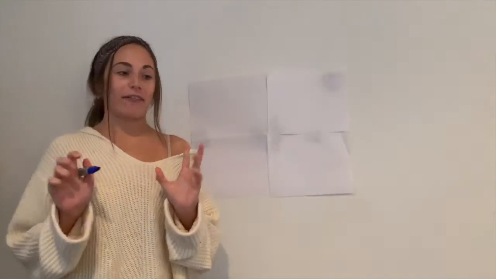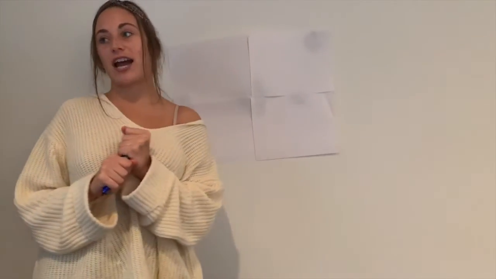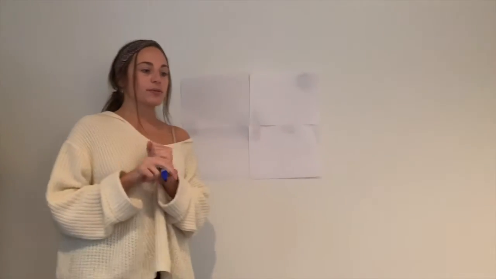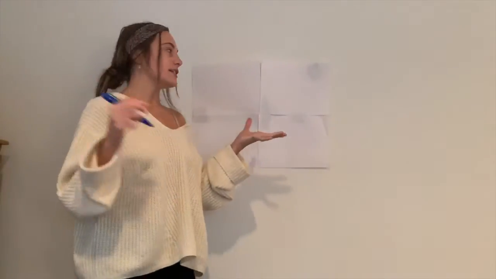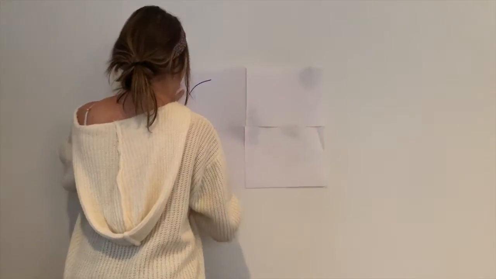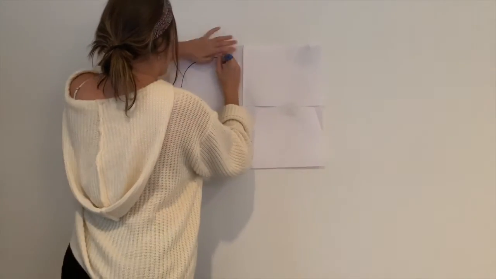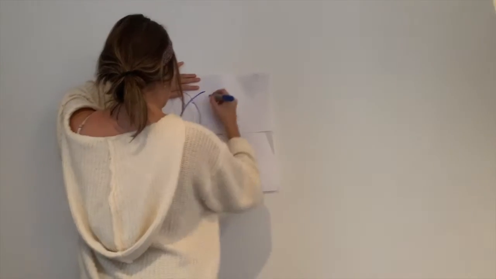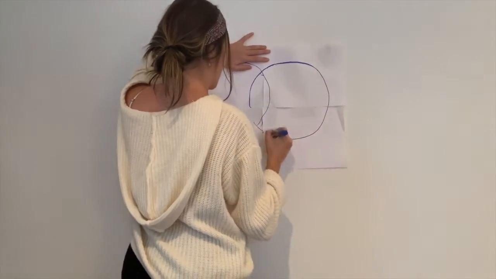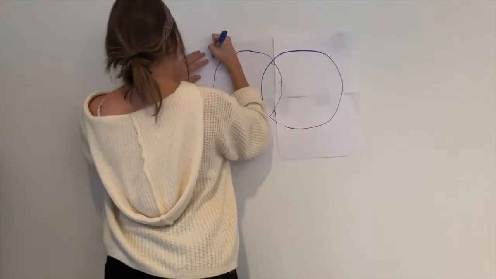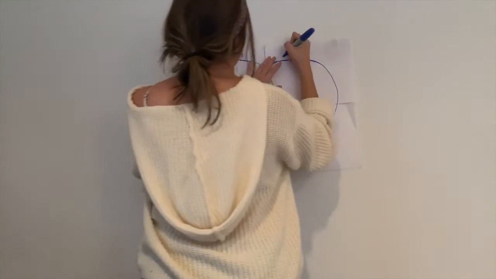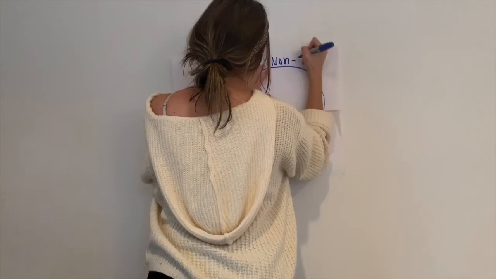Today we're going to be using a Venn diagram to compare and contrast elements of fiction and nonfiction. As we know, we are going to talk about the similarities and the differences. So here's our Venn diagram. We're going to put fiction over here and nonfiction over here.